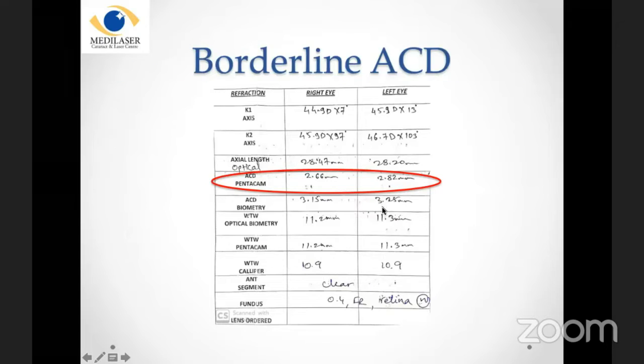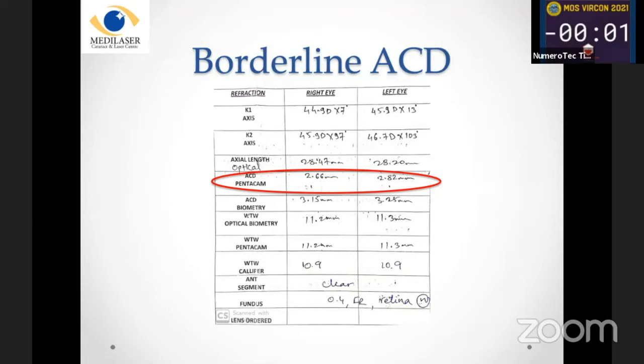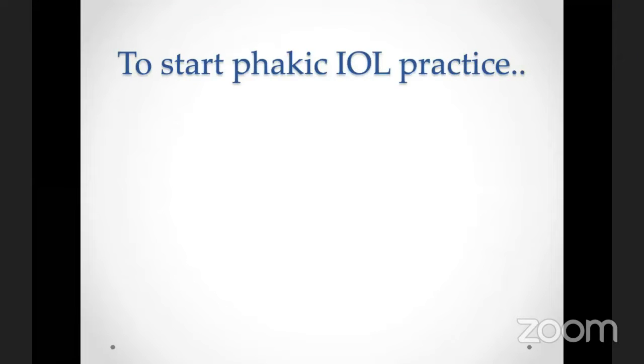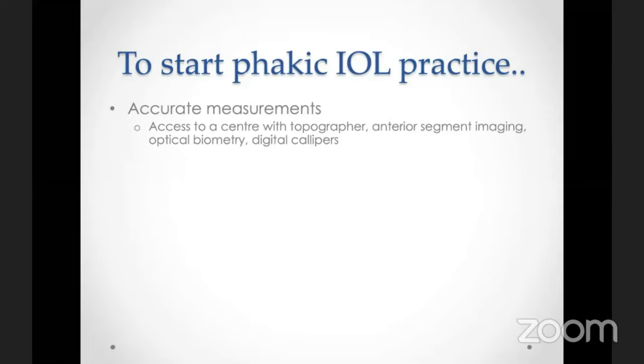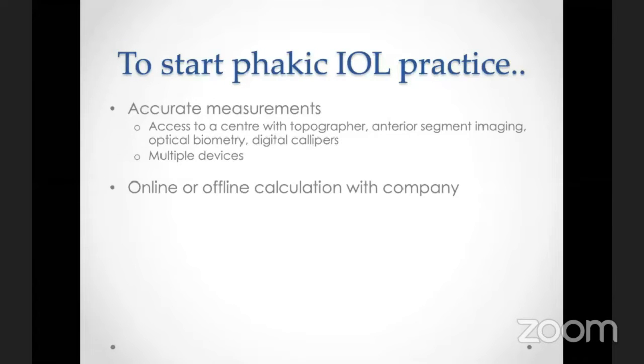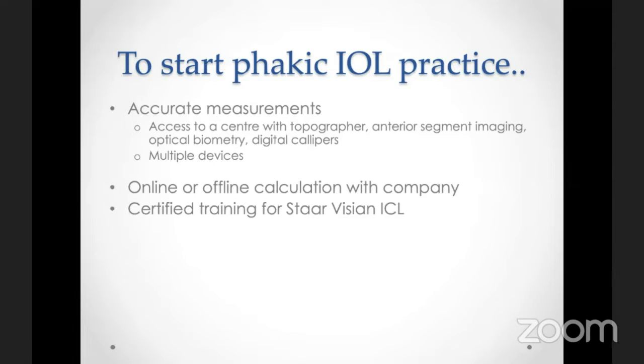In cases of borderline ACD, I would say be very careful. It should be at least 2.8 millimeters, and it's always good to clinically gauge what the angle and iris configuration is. In order to start a phakic IOL practice, I would say accurate measurements are the first step. And even if you don't have it, please send your patient to a center that has a topographer and anterior segment imaging, optical biometry to get good measurements for you. Then you can do the calculation yourself online or take the help of the company representative.